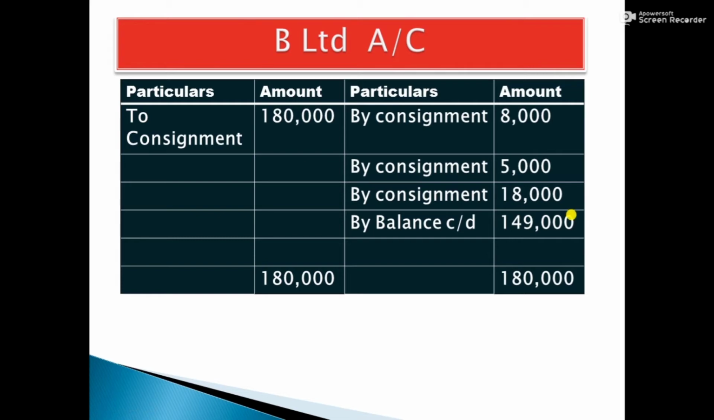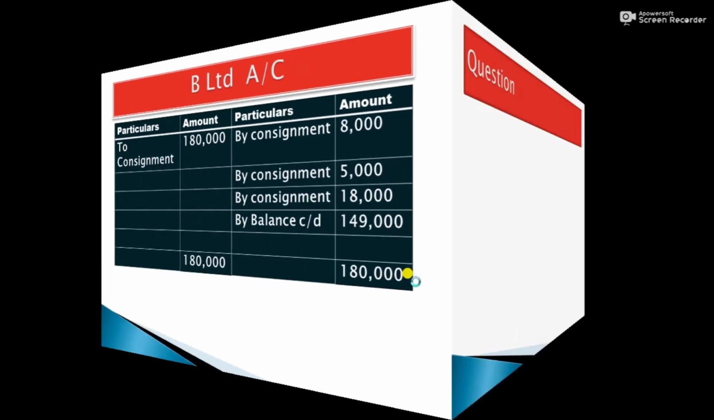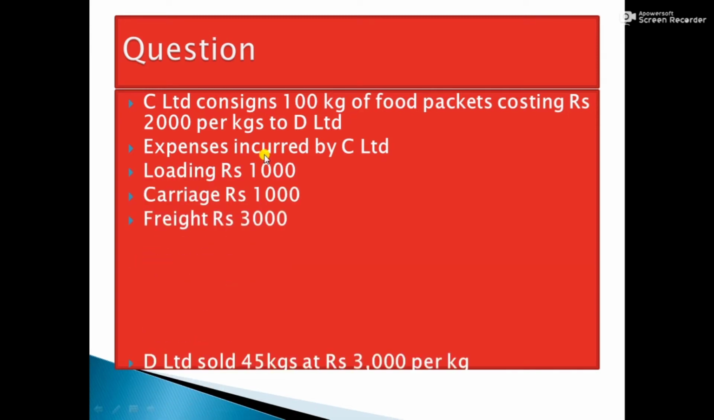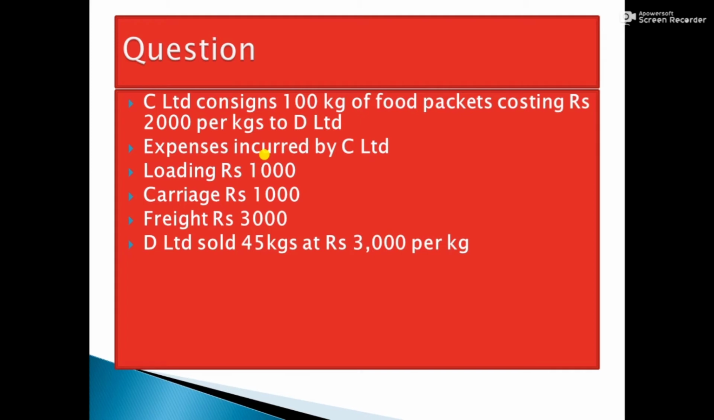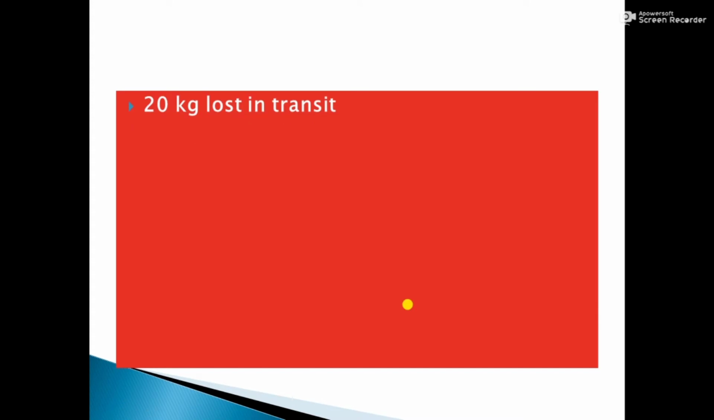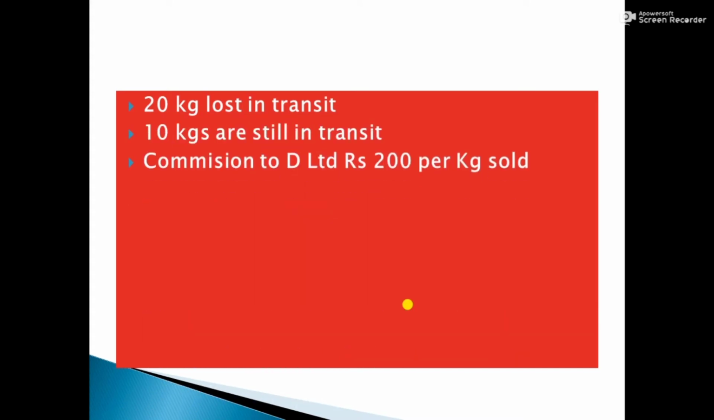Next question. C Limited consigns 100 kilograms of food packet costing rupees 2,000 per kilogram to D Limited. Expenses incurred by C Limited: loading 1,000, carriage 1,000, freight 3,000. D Limited sold 45 kilograms at rupees 3,000 per kilogram. D Limited incurred the following expenses: port clearing charges 7,000, storage expenses 2,700, selling expenses 3,300. 20 kilograms lost in transit, 10 kilograms are still in transit. Commission to D Limited rupees 200 per kilogram sold. Show consignment account.